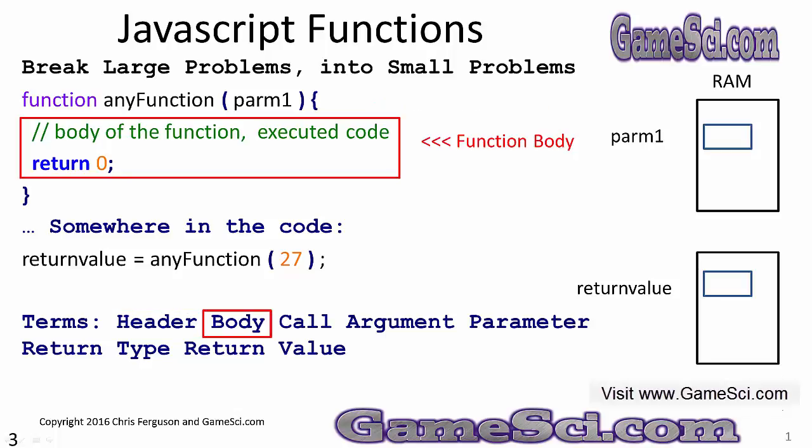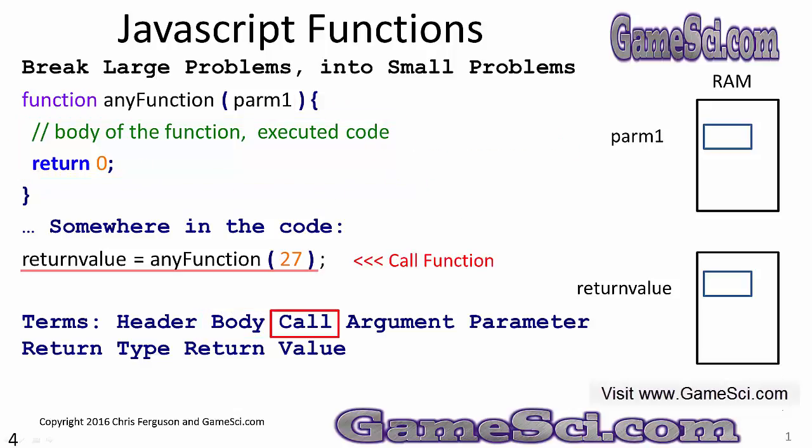Next up is the body of the function. This is the executable code. This is the code that will execute when we call the function. You can see it's the code between the curly braces of the function. See that starting curly brace at the end of the header? See that closing curly brace at the end of the function? Any code inside those curly braces is the body of the function.